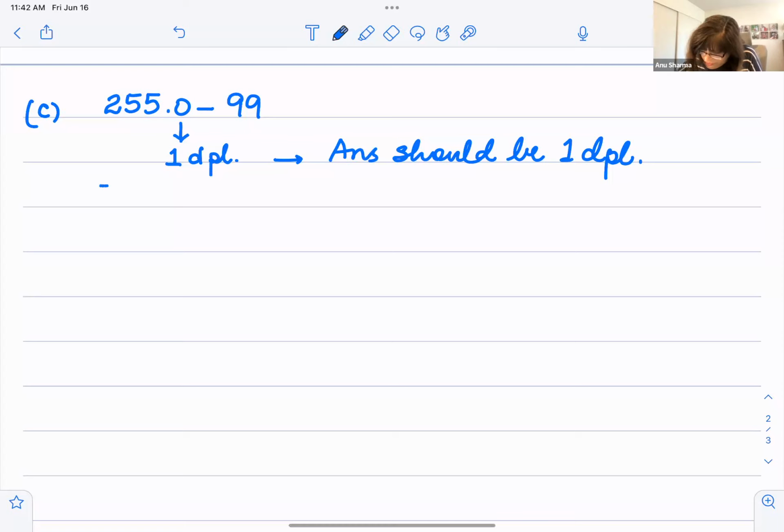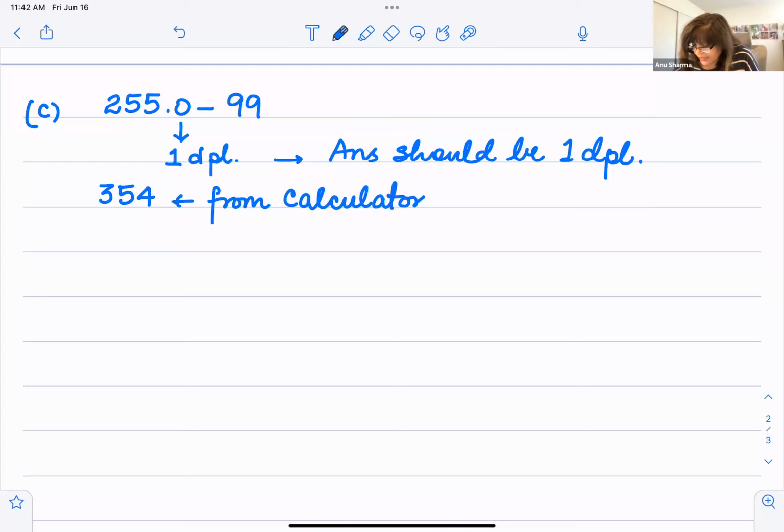And what do you get here? You get 354. Now this is from the calculator. Okay, we have this exact number, but the answer should have 1 decimal place. So what are you going to do? You're going to then make it 354.0. Remember, there's always an implied decimal, but this is the right answer. Okay, now let's look at the next question.